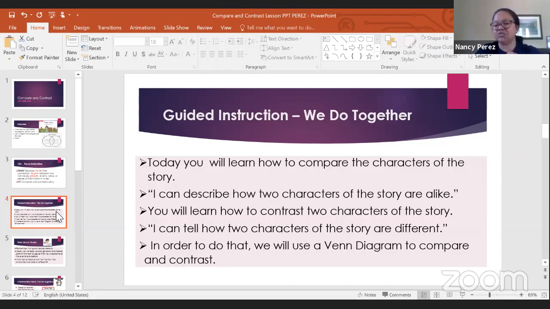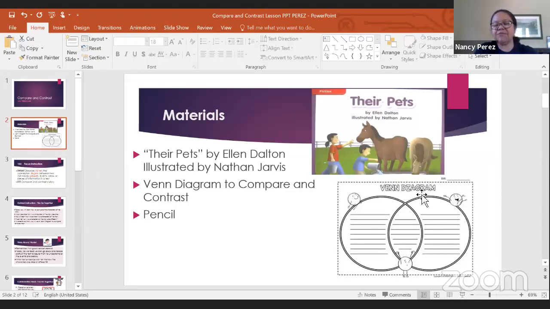So, the guided instruction is what we all do together, okay? Today, you will learn how to compare the characters of a story. You're going to say, I can describe how two characters of the story are alike. You will learn how to contrast two characters of the story. You're going to say, I can tell how two characters of the story are what? Different, contrast. In order to do that, we will use the Venn diagram to compare and contrast. And remember, this is the Venn diagram right here.